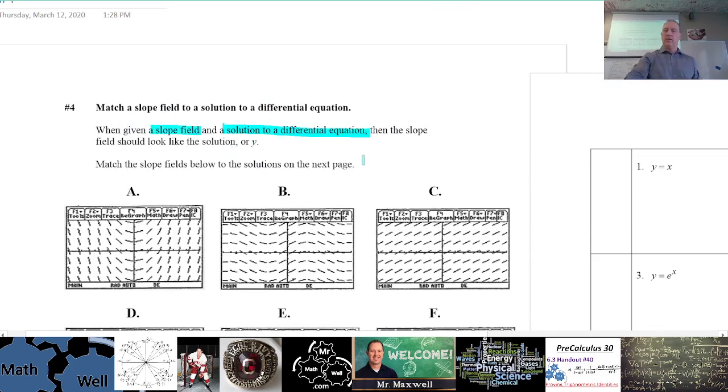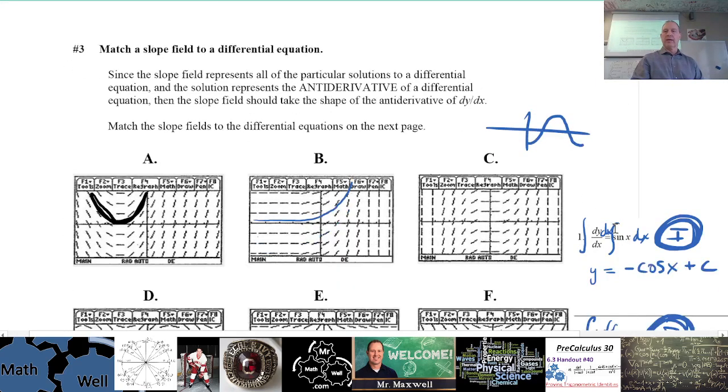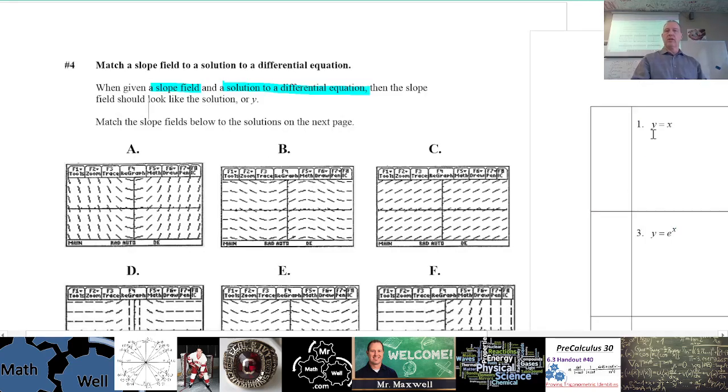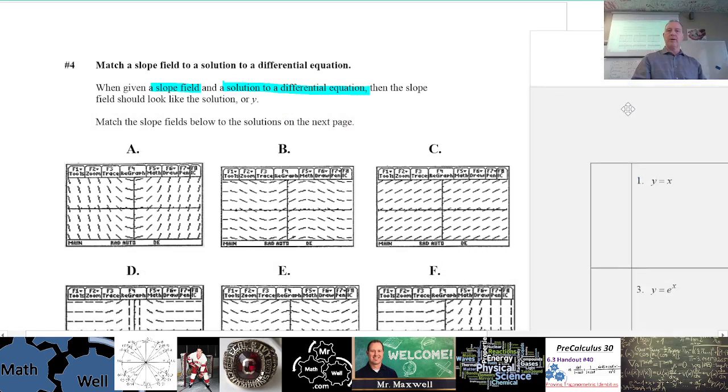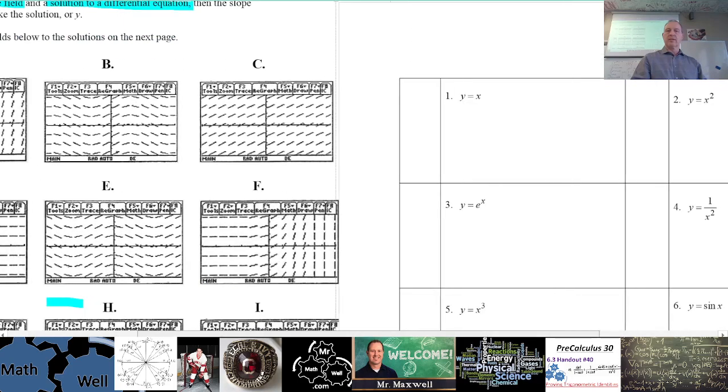Compared to what we did yesterday, we were given a slope field and then we were given a differential equation. We had to do a little bit of work, as you see over here on the side, to figure out what the solution actually looks like, what the function actually is, and then match it. So this one is arguably a bit easier. It's taking out one step.